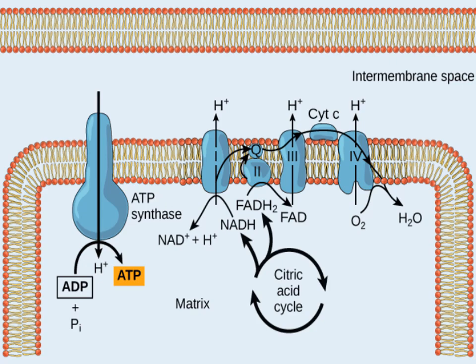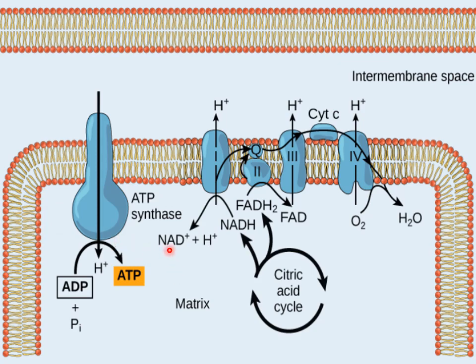This is the picture representation. As I told you, all of this is the outer membrane of the mitochondria, this is the inner membrane of the mitochondria, and this space between them is called the intermembrane space. And the space enclosed by the inner membrane is called the mitochondrial matrix.